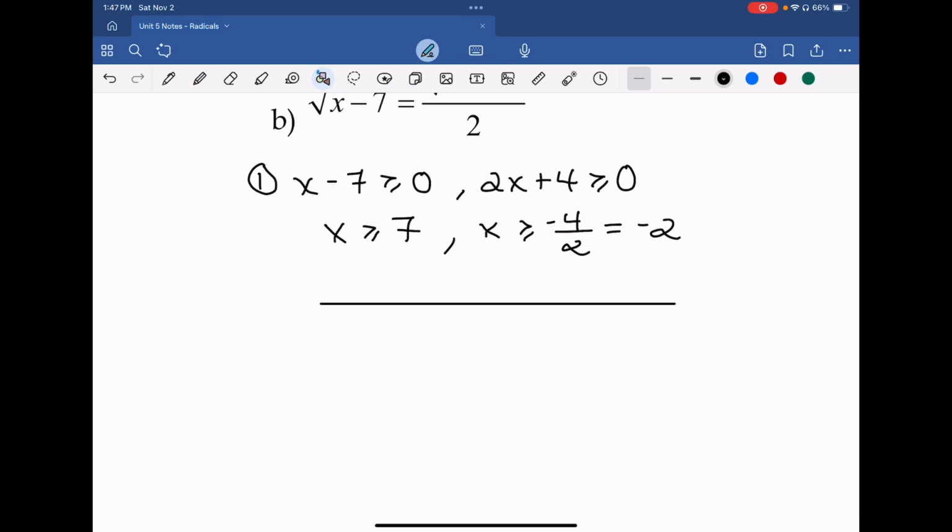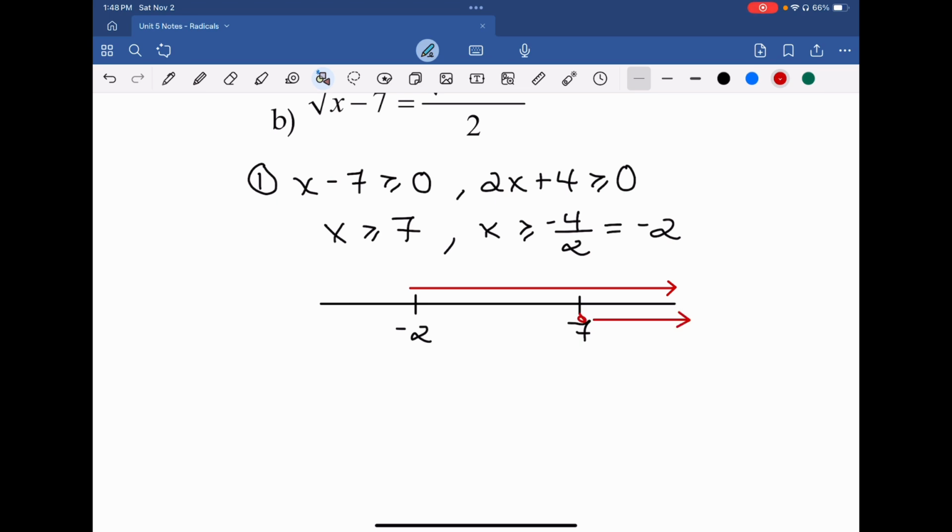So I draw a number line below. I put the two numbers on the number line. So let's say I put a hash here and a hash here. This is going to be the negative 2, which is the lesser of the values, and 7 over here. Let's represent using arrows. It's greater than negative 2, so we're going to put an arrow going to the right. We also have greater than 7, so an arrow going to the right.